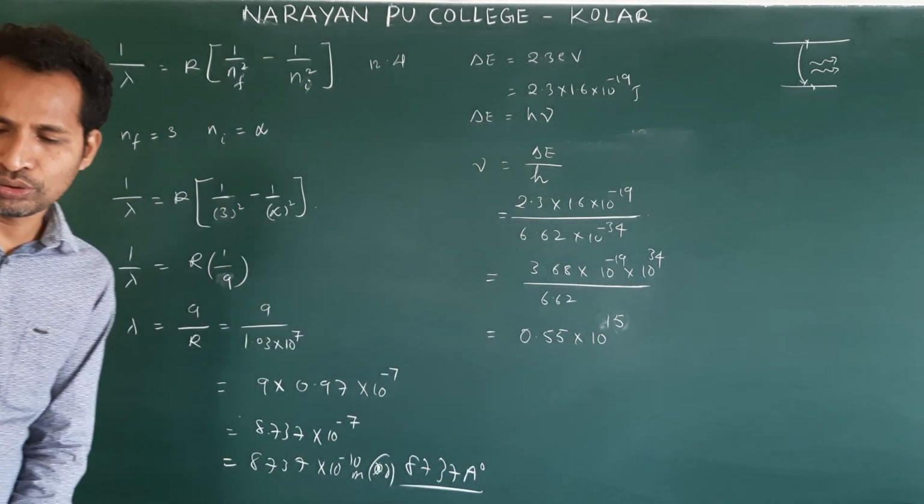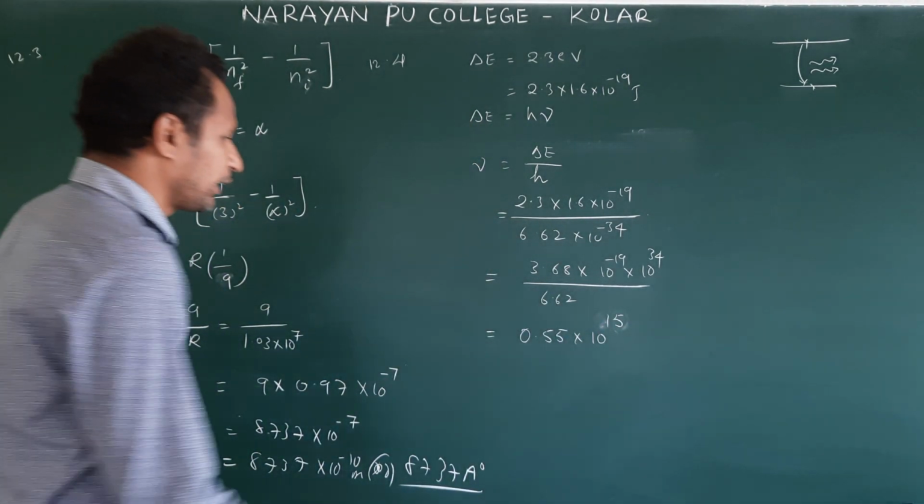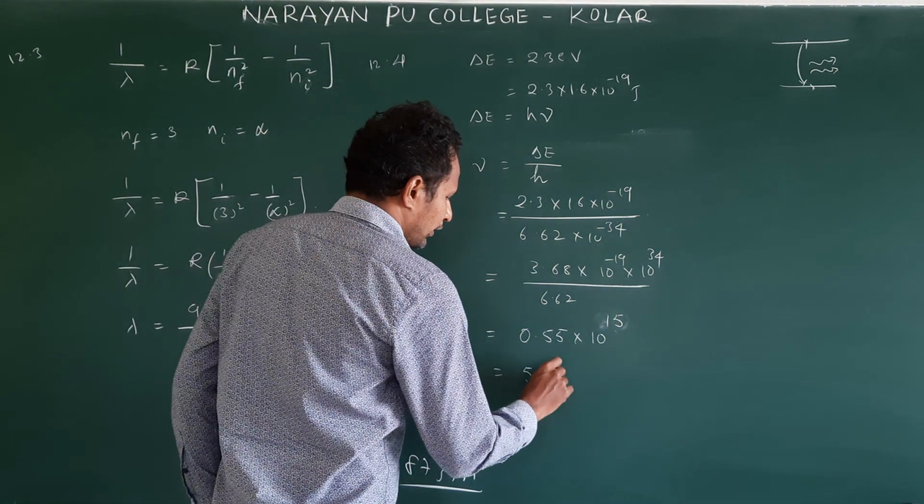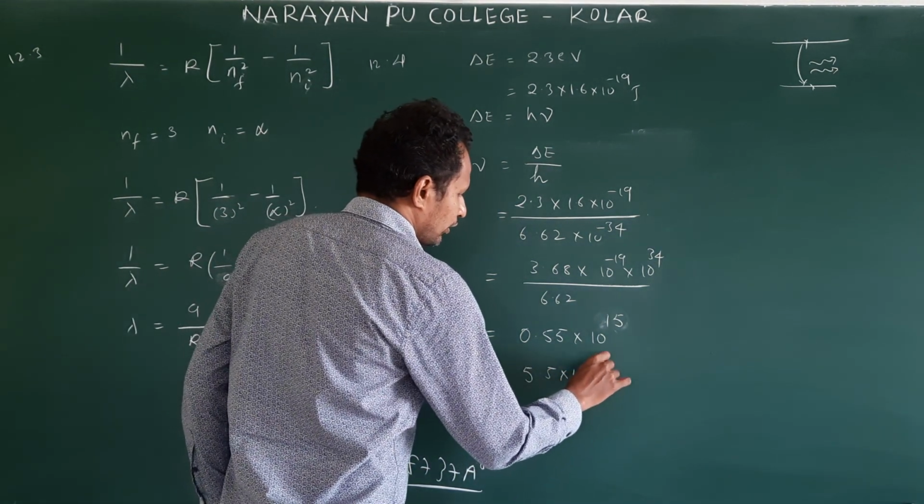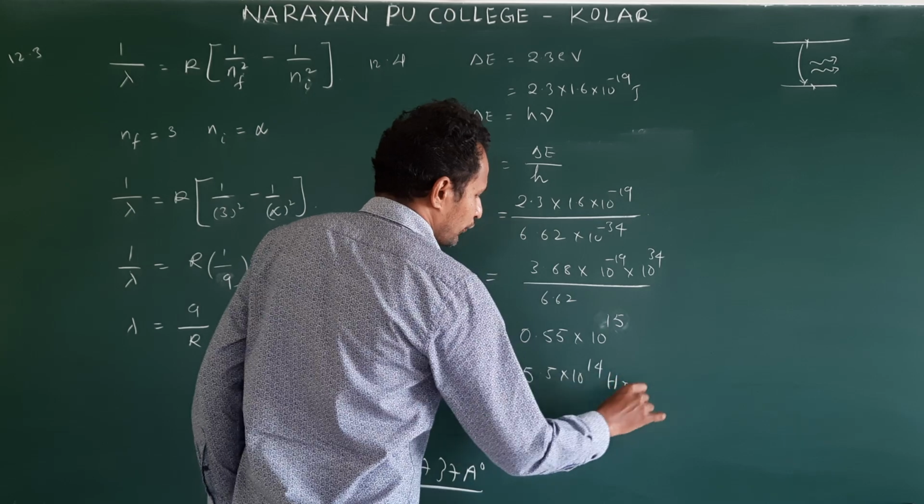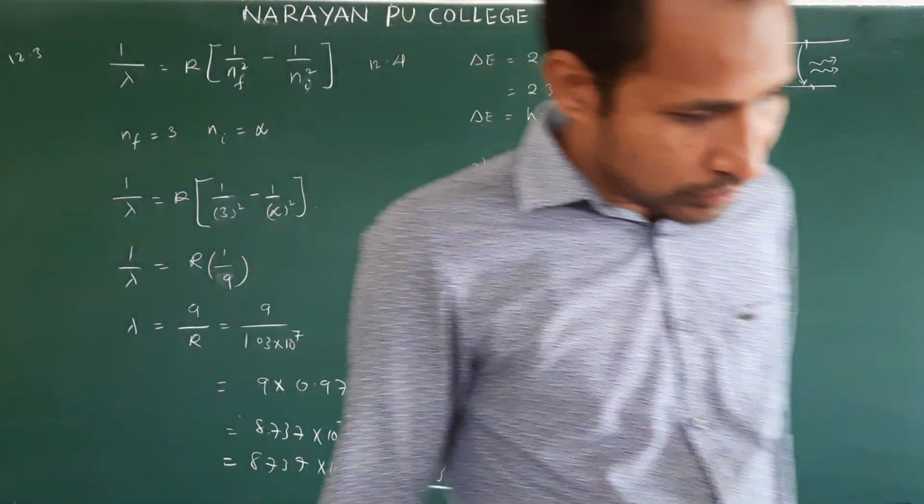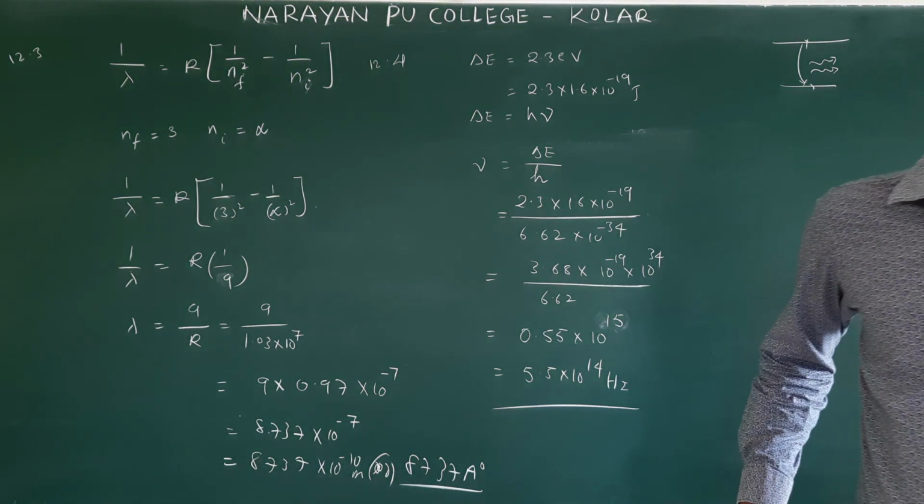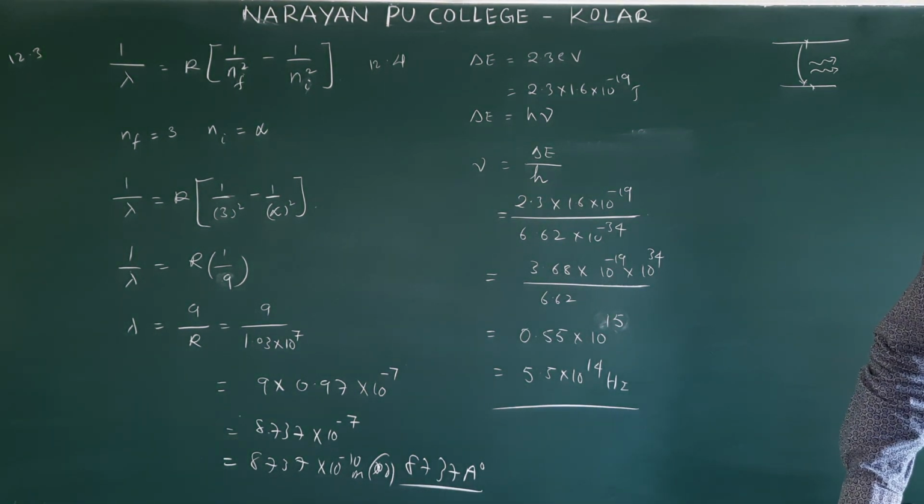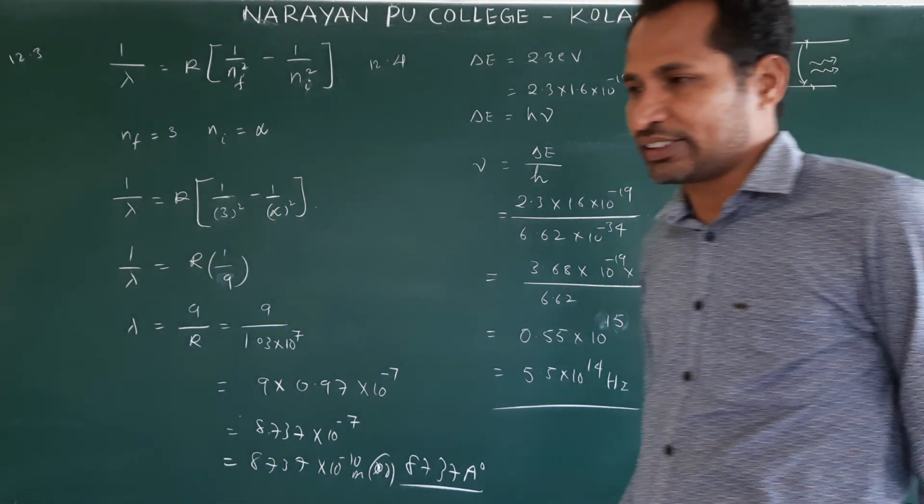Okay. So you can write this 5.5 into 10 power 14 hertz, Hz frequency. Okay. Next, we will go for fifth question. The ground state energy of hydrogen is minus 13.6 eV. What are the kinetic energy and potential energy of the electron in this state?